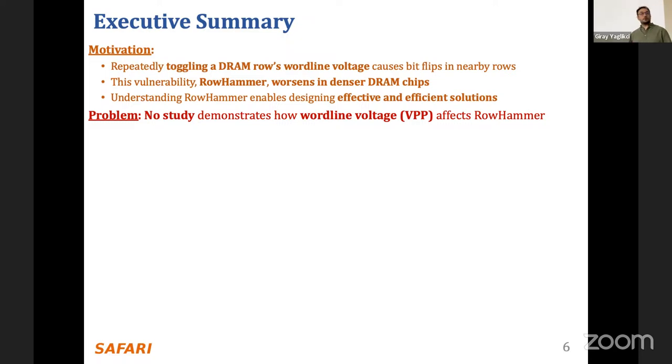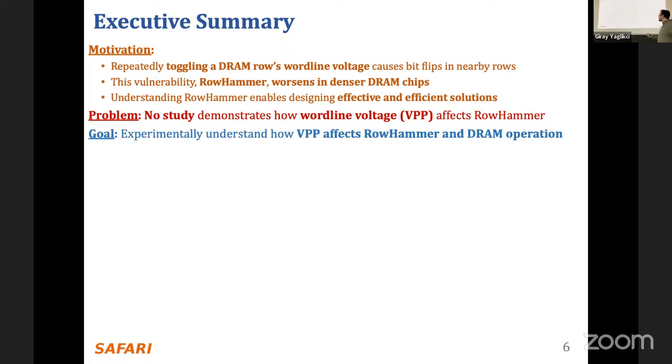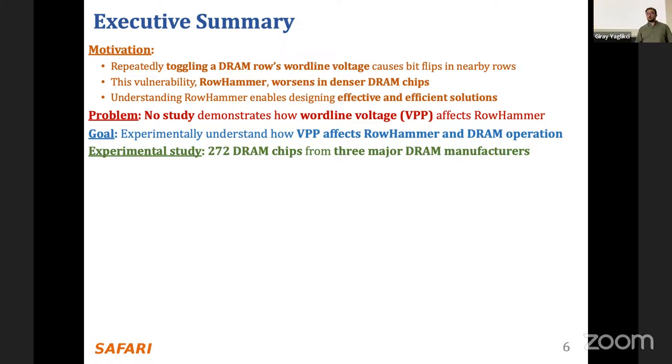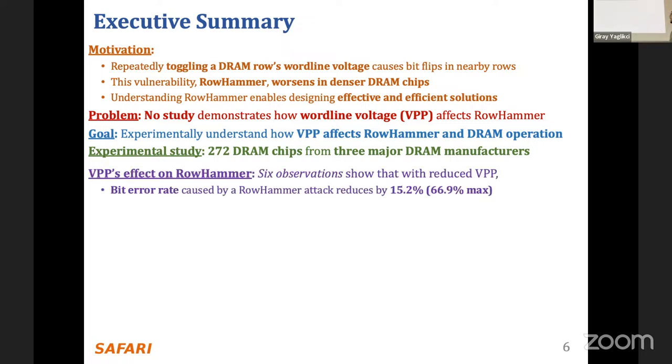And the problem is that no prior work demonstrates how the level of voltage that we put on the wordline affects RowHammer. And our goal is to experimentally understand or show how the wordline voltage, or VPP, affects RowHammer and DRAM operation. And to this end, we conducted an experimental study on 272 DRAM chips from three major manufacturers. And we have six observations showing that when we reduce VPP, we actually reduce the RowHammer vulnerability, or the effects of RowHammer on the circuitry.